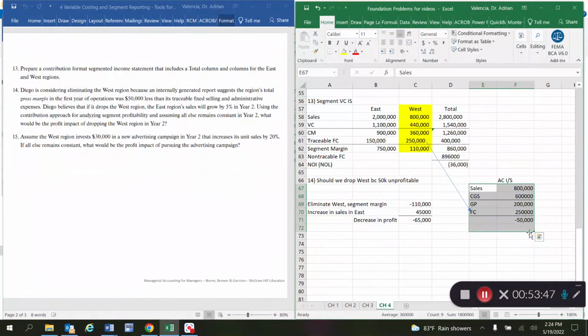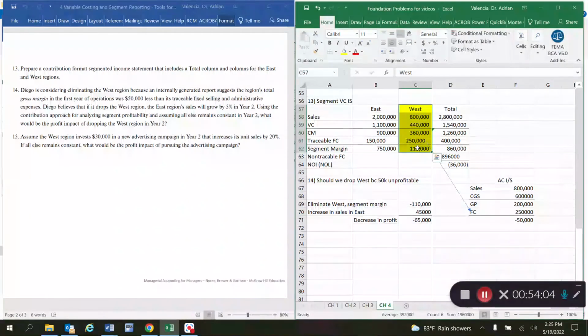manager naively thinks, okay? For the purpose of analyzing whether you want to get rid of a line or not, you do not go to the absorption cost income statement. You look at your variable cost income statement and ask yourself, is this segment at least contributing to cover other costs? In this case, it is. So by getting rid of the West, we're eliminating this $110,000 that we're currently getting from the West. Even though we're not profitable overall as a company, getting rid of this will just make things worse. It'll make it so the overall company is going to have a bigger loss, a $65,000 loss, in addition to this $36,000 loss.